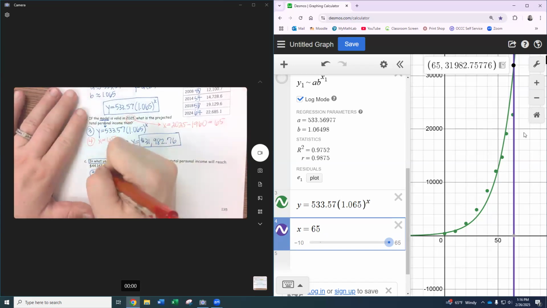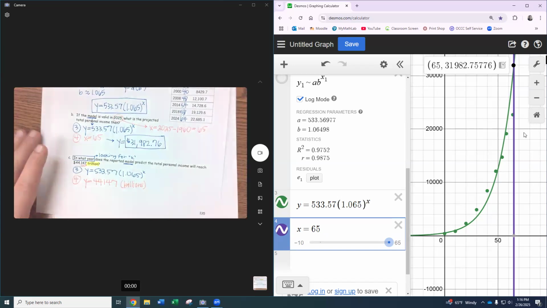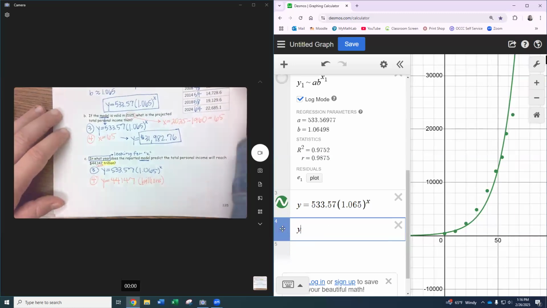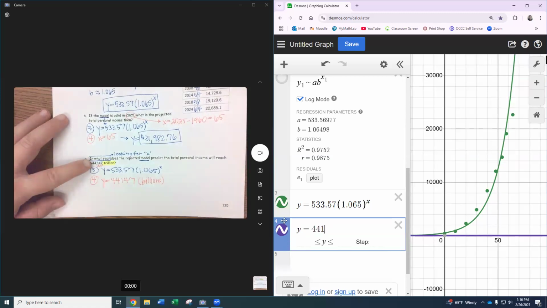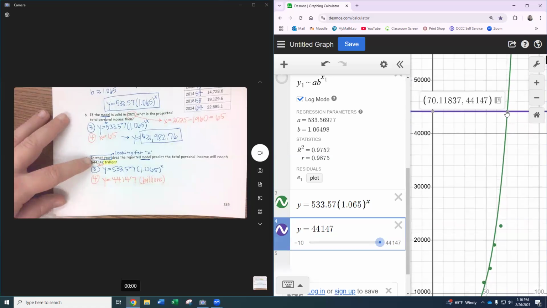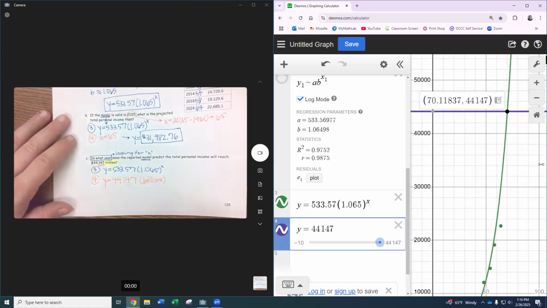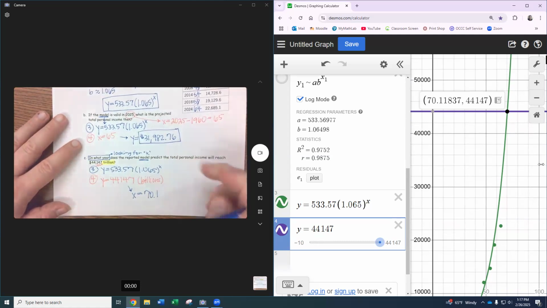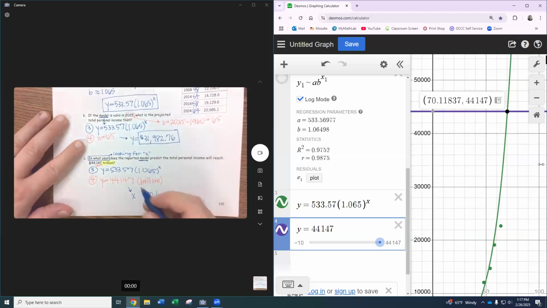Do this in red just so it matches. Okay. So we will put in y equals 44,147. Okay, where is it? Well, it's not up high enough, right? If I go up here, find that intersection, that gives me x equals 70.1. So that's about 70.